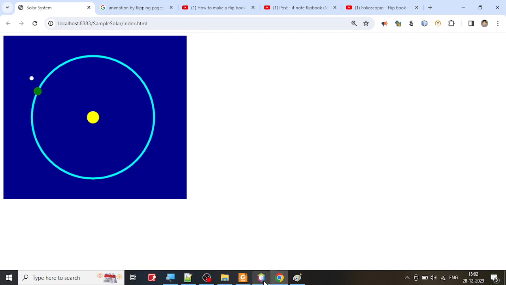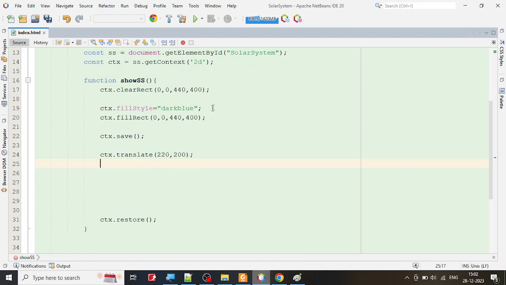So once we are there at that location, I'm supposed to draw the sun, which is yellow in color. So let me first select the color. You know very well, to select the color, you say ctx.fillStyle, and my color is yellow. Remember, to set the color, you just say fill style, and the color is yellow.